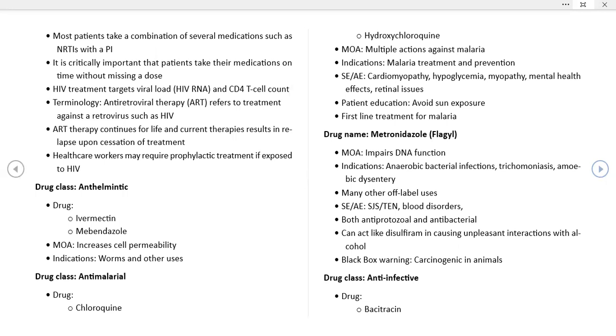Moving on from malaria, so far we just covered worms real quick, we covered malaria real quick, and now we're moving on to protozoal infections. So protozoal is another one of the types of infections, and this one works by impairing DNA function. This medication is used for trichomoniasis, which is a protozoal infection, and a few others. It does have a whole bunch of off-label uses.